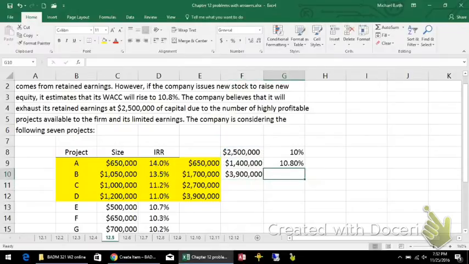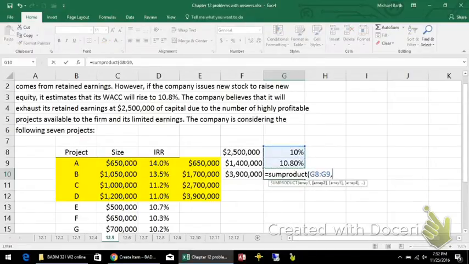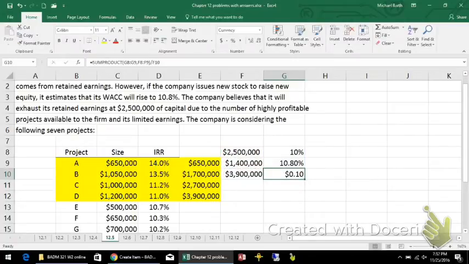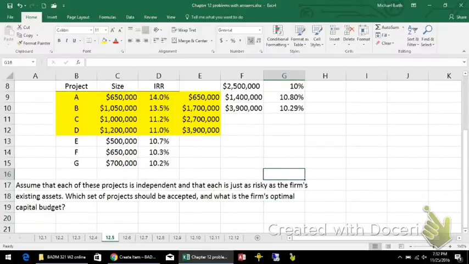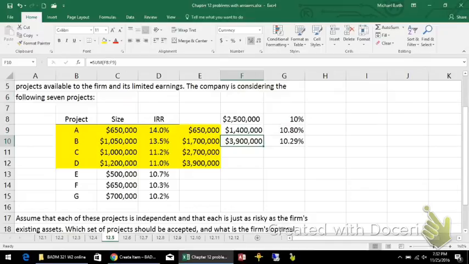The highest marginal rate is 10.8, and the average rate between those two would be about 10.3%. So the optimal answer is to accept projects A, B, C, and D. The optimal capital budget is $3.9 million. That's the cost of A, B, C, and D.